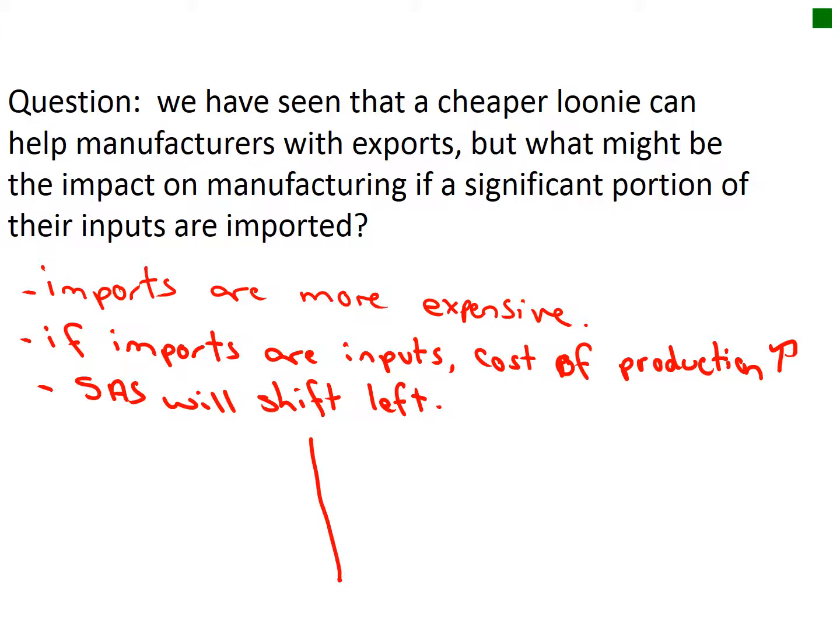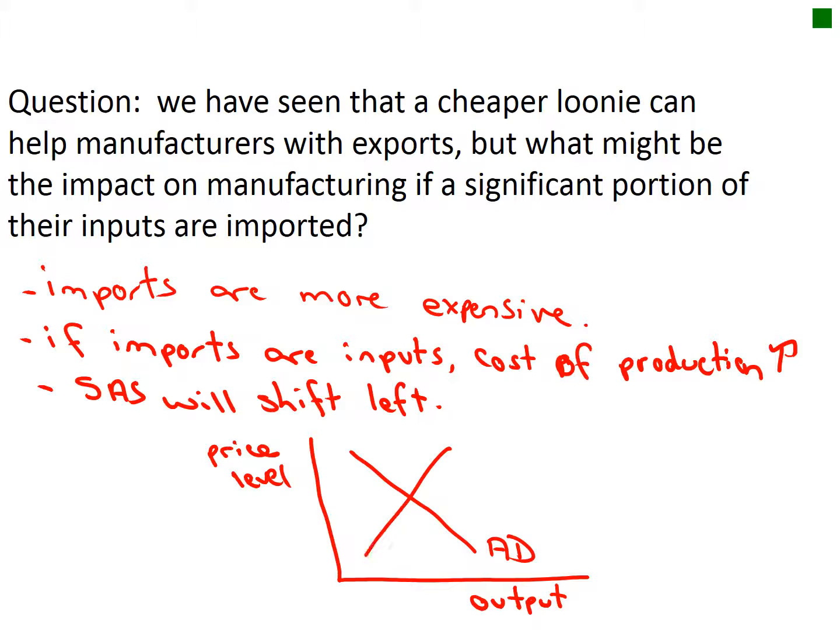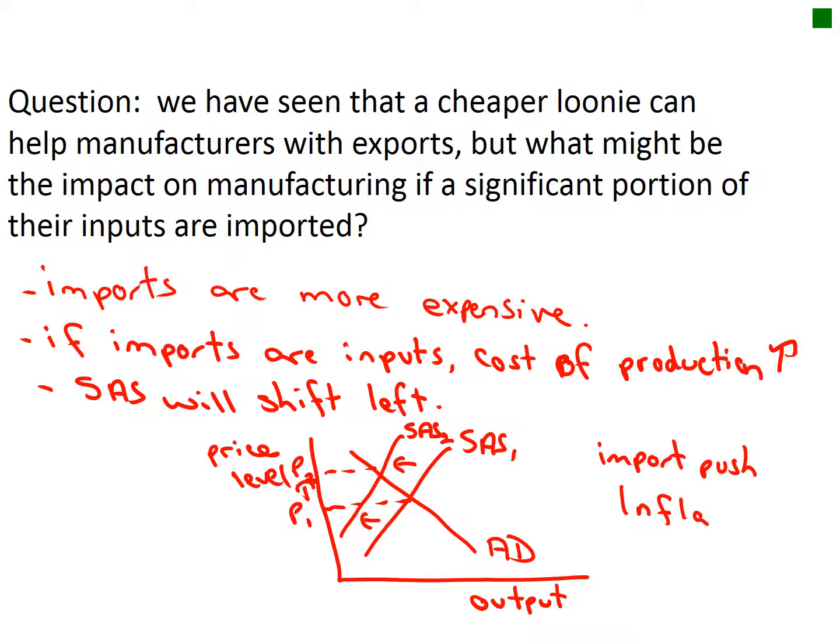And so just looking at this, being macro, we're going to use output. We're going to use price level. So if we had AD, SAS1, and we have P1, SAS shifts to the left because of higher input costs. We're going to see that the price level has increased, and we have what's called import push inflation.